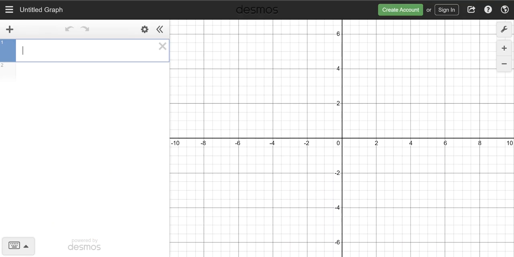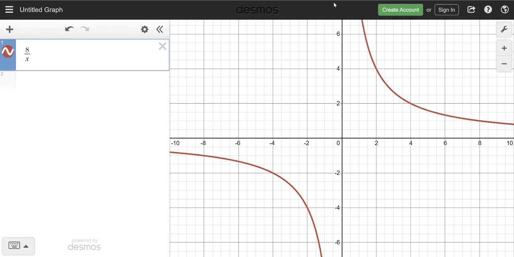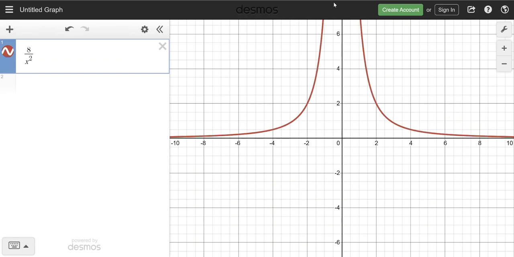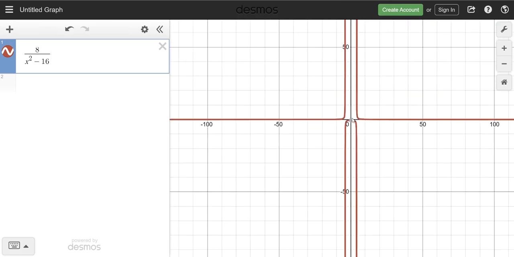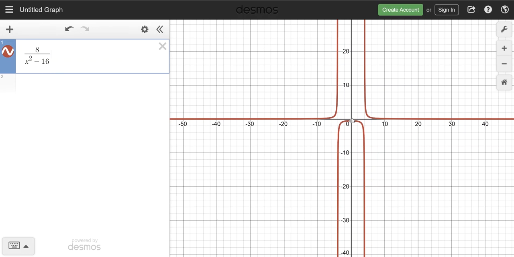Okay, so let's enter this. It's easy. It's 8 divided by x up arrow 2, x squared, minus 16. There we go. Look at this weird graph. Do you see this graph? Is this unusual or what? Look at that graph. Pretty bizarre, isn't it?